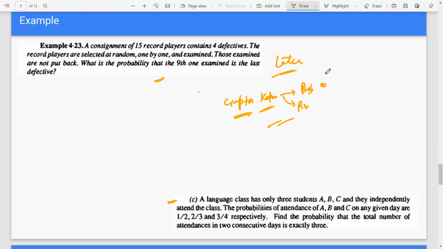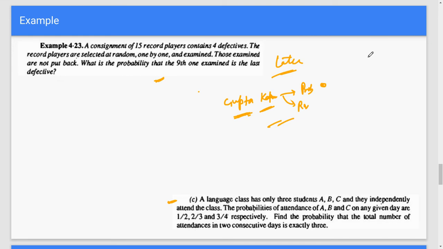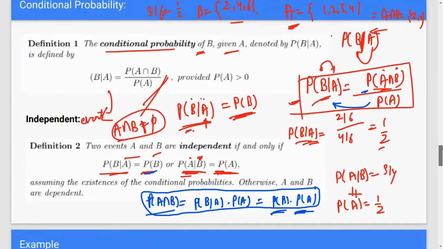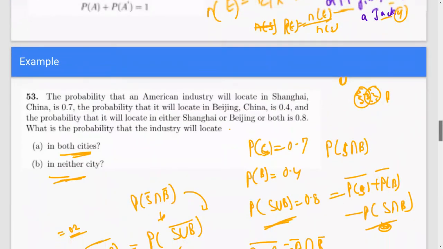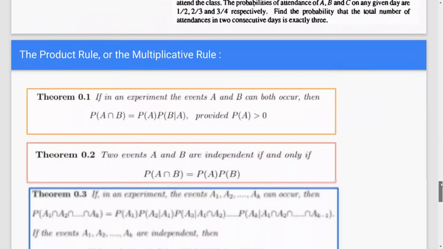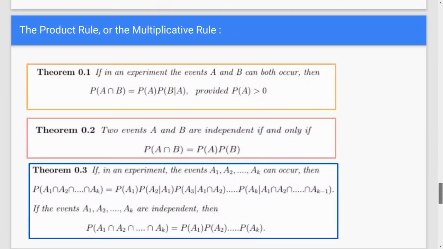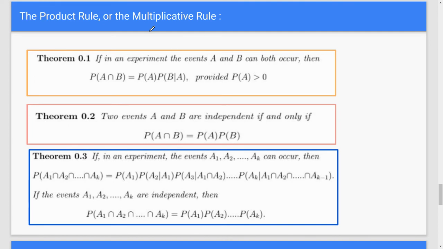As I already told you, try to practice some simple questions and then focus on advanced questions. That way you understand how to apply independent events, conditional probability and all those things that we have discussed earlier. Based on that, we are going to discuss something called the product or multiplicative rule. I already told you that the probability of A intersection B comes from this particular formula: probability of B given A is equal to probability of A intersection B divided by probability of A.